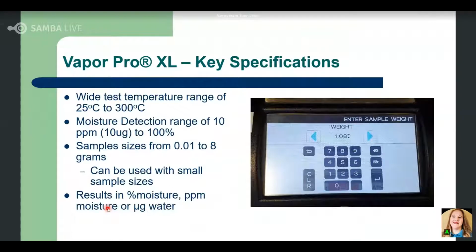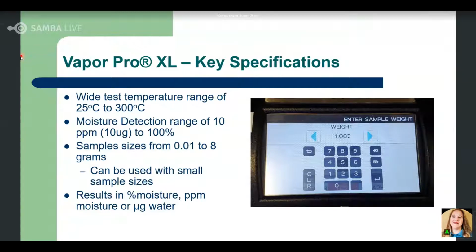So some other key specifications for the Vapor Pro is you have a wide range to test. We can test anywhere from 25 degrees Celsius to 300 degrees Celsius. Here at MRG, we range from about 100 degrees Celsius to about 175, depending on the test we are running. It also has a great wide range of moisture detection. So we can go anywhere from 10 ppm all the way up to 100 percent, which would just be water.